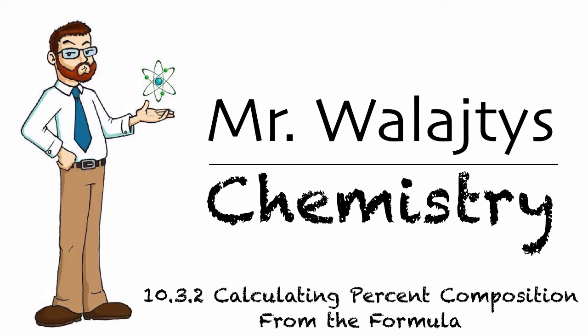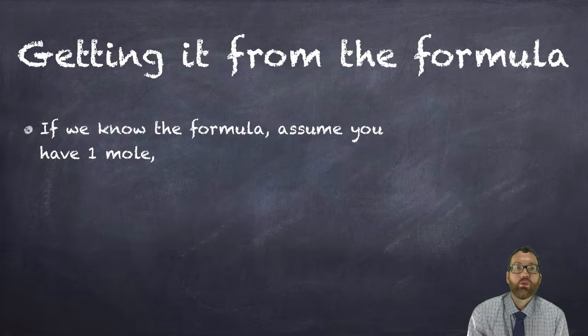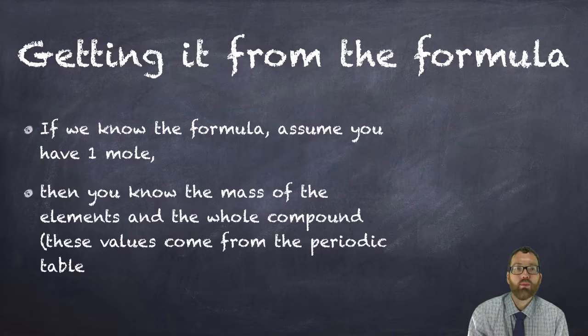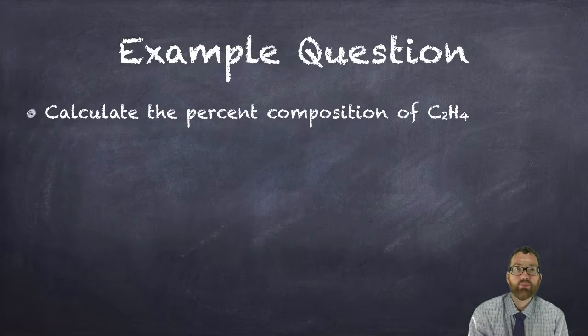In this video, I'm going to show you how to calculate percent composition from the formula. If we know the formula of the compound that we're dealing with, assume you have 1 mole. Then you know the mass of the elements and the whole compound. These values just come off the periodic table. This is a skill that we've been practicing throughout this chapter. So let me show you an example question.